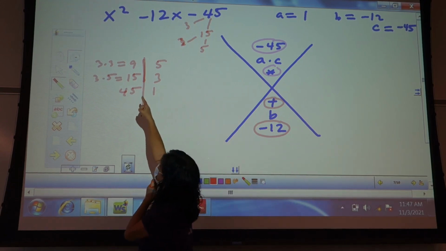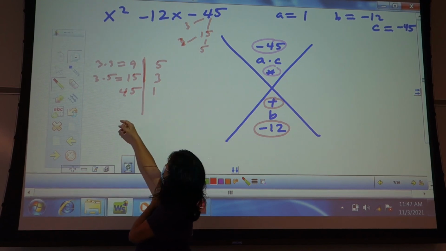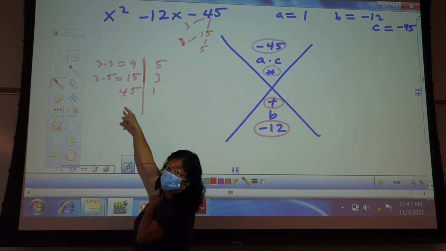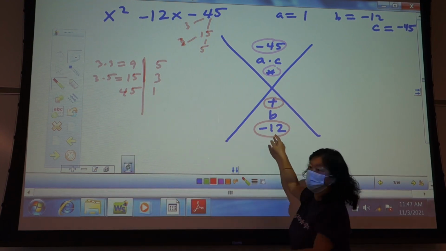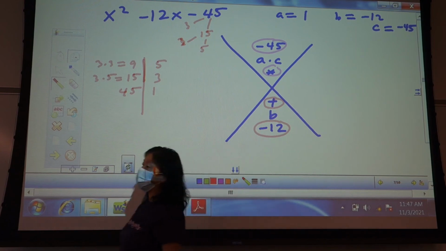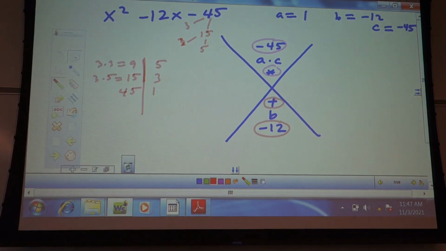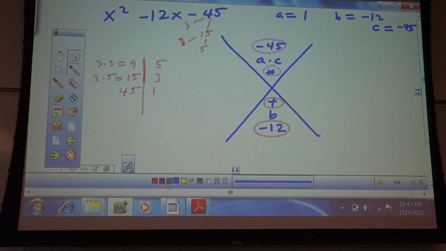The difference of 9 and 5 is not going to be it, that's 4. The difference of 45 and 1 is 44. The difference of 15 and 3 is 12, so that's it. So my numbers are 15 and 3. The dilemma is, which one is negative? They have to add to negative 12, so the bigger one needs to be negative. Does that make sense for folks? Yes or no? Okay. So those are my numbers.